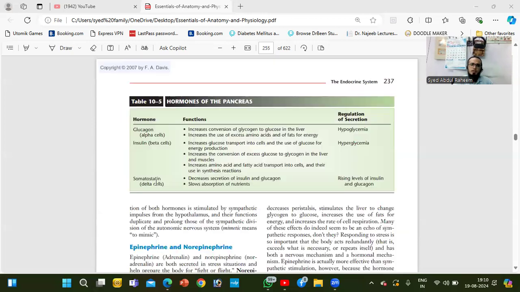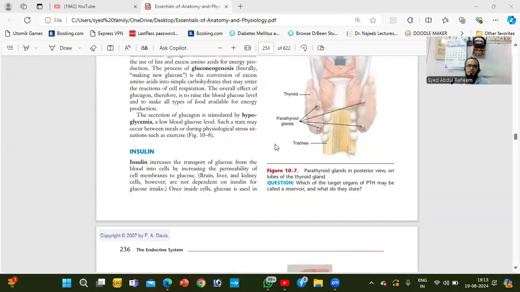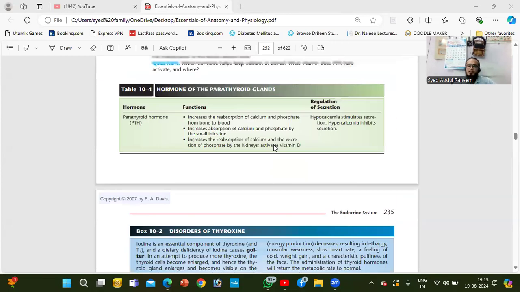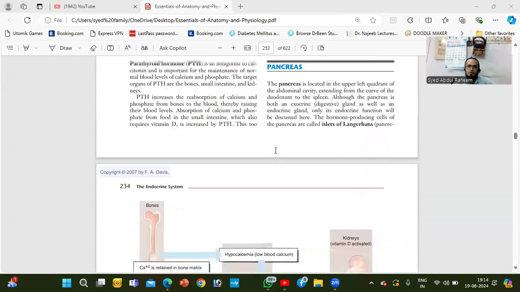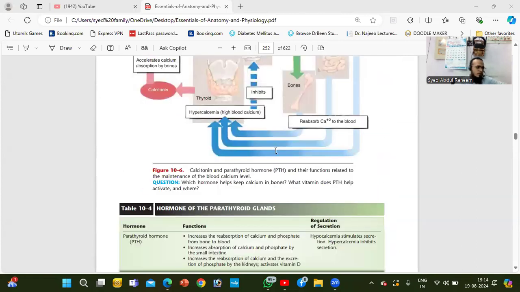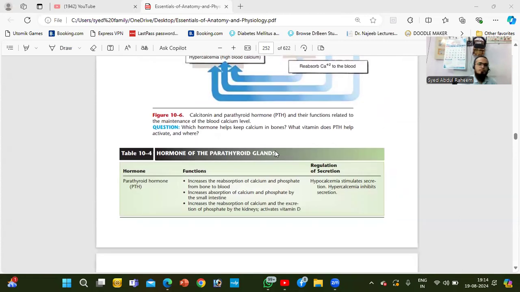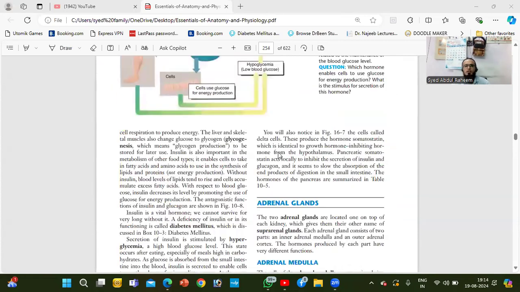Next gland in our body is the pancreas. So now we will talk about the pancreas. Basically, the pancreas is present in the left upper abdomen, below the spleen. They are very, very important to us. What are the functions?